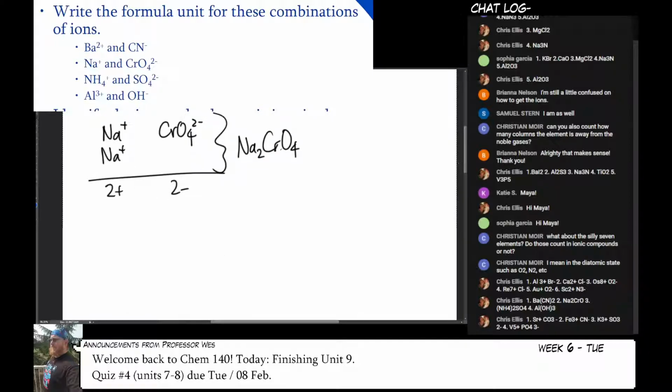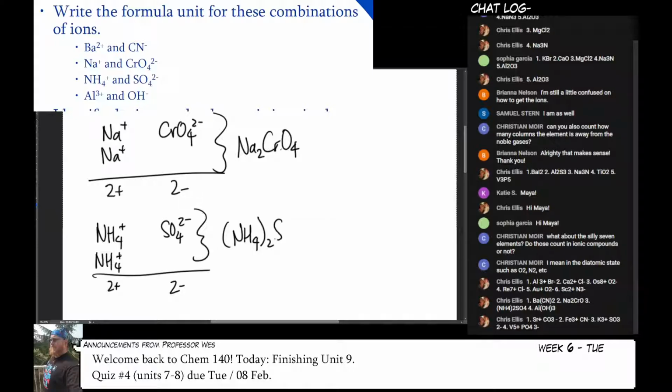All right, and then we got ammonium and sulfate. And I have 1 positive and 2 negatives, so I need another positive to balance that out. Let's just double check. 2 plus, 2 minus. Looks good. My O there looks a little bit lowercase. I don't want that. I want this to be capital. There we go.